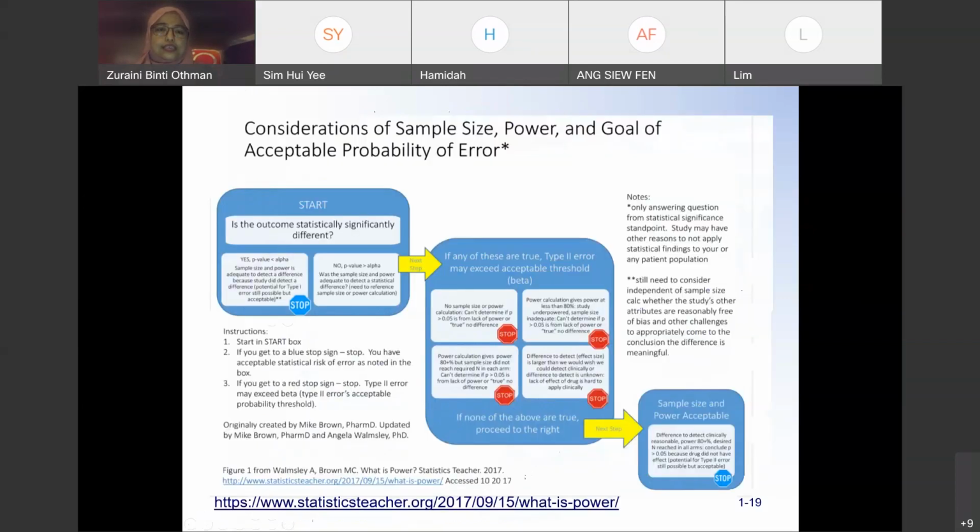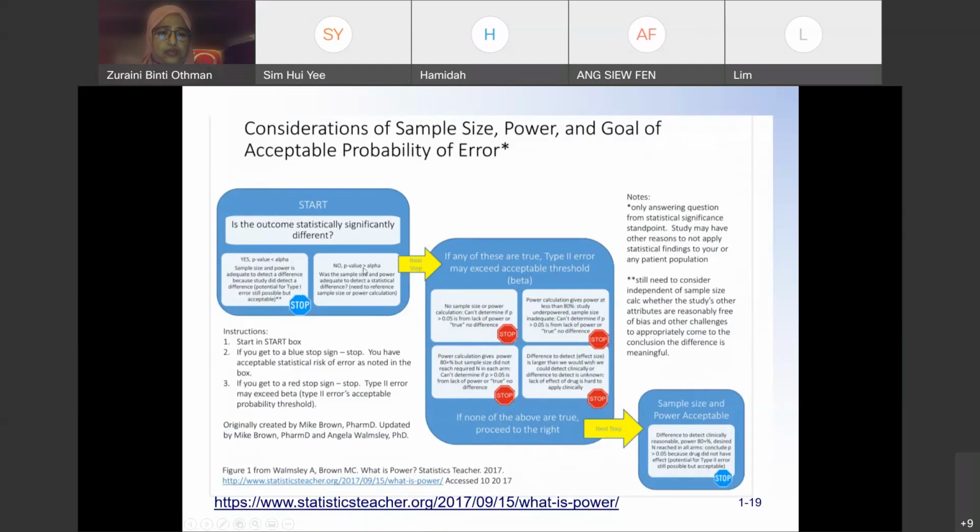Okay, this is the example. I found it from the statistics teacher. If we have this, how can we decide? For example, start from here: is the outcome statistically significantly different? If the p value is less than alpha, then we may stop.